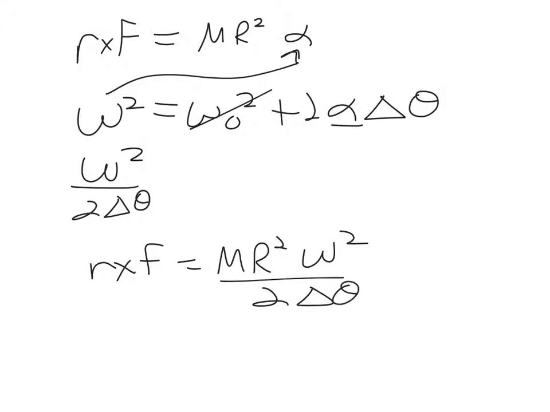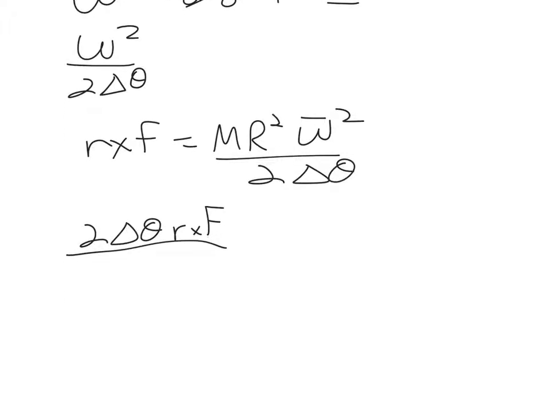And again, what we really want is this final angular velocity. So let's solve for that. To get everything on the other side, that's going to be 2 theta r cross f, divided by mr squared, and then that's equal to omega squared, but I have to square root that, so let's do a square root here, and that should be equal to omega.